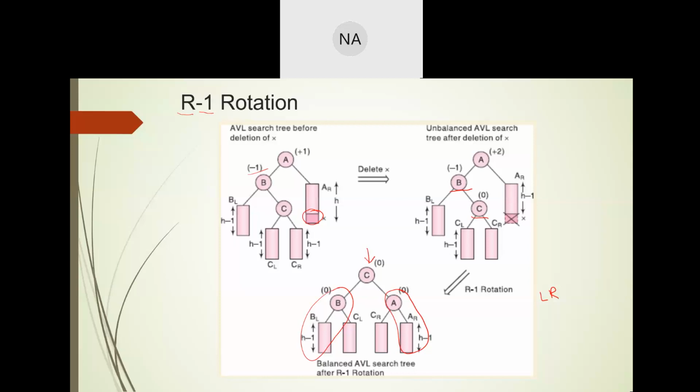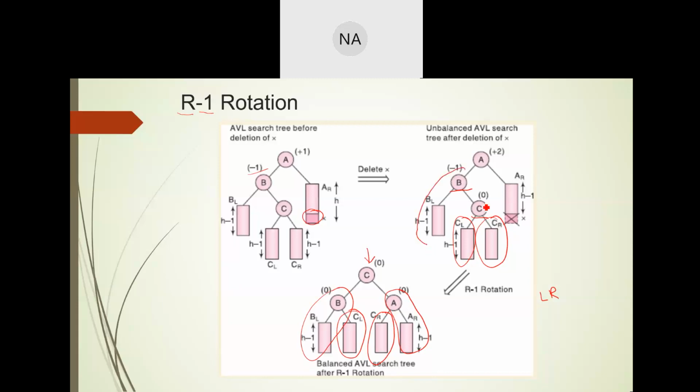The left subtree of node C, CL, is made the right subtree of node B, and the right subtree of CR is made the left subtree of node A. Okay, so these four adjustments will be performed.